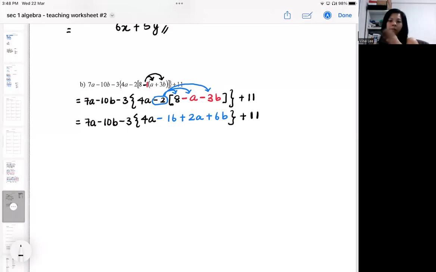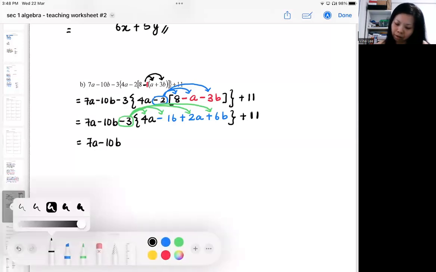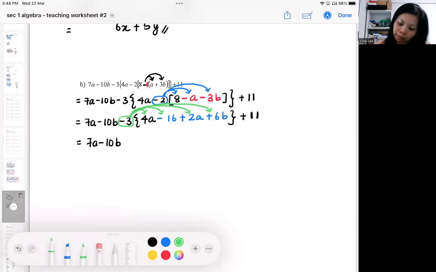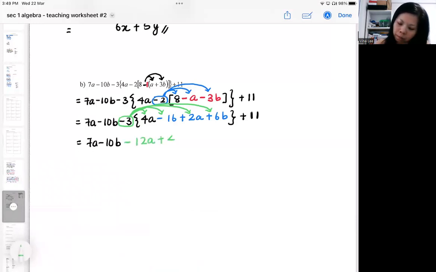Each time I'm making the bracket disappear, I actually don't touch the rest of the items. So by the time you are here, you realize that you only left with the curly bracket. Then observe, who is outside the curly bracket? Minus 3 is outside the curly bracket. So minus 3 is responsible for multiplying everything. I'm just going to copy. Now I'm going to multiply in the minus 3. So I got a minus 12a. I got a positive 48. I got a negative 6a. I got a negative 18b. Make sure you're all multiplied by minus 3 if you want to expand out the curly bracket.